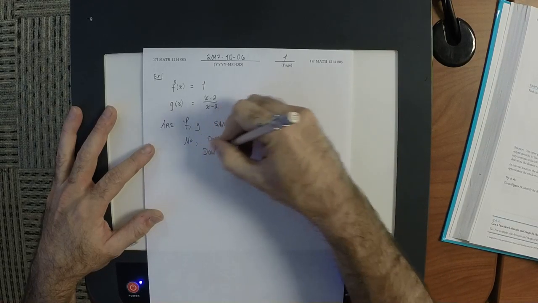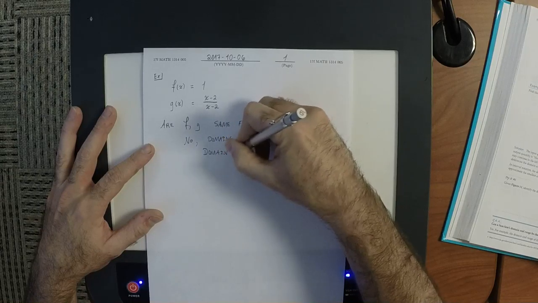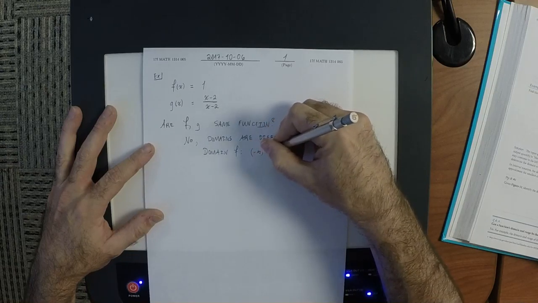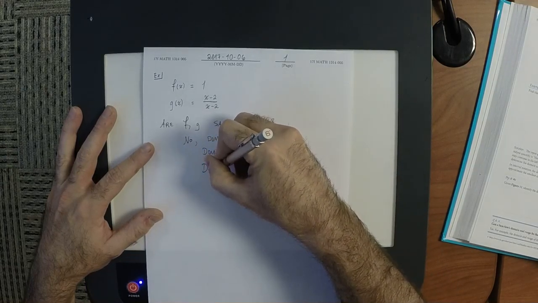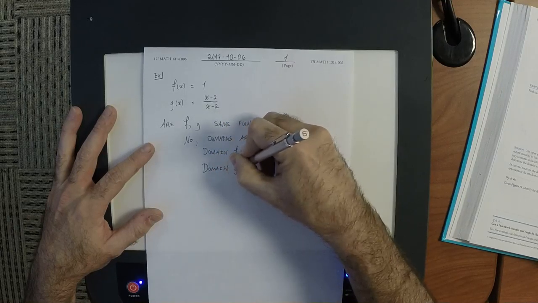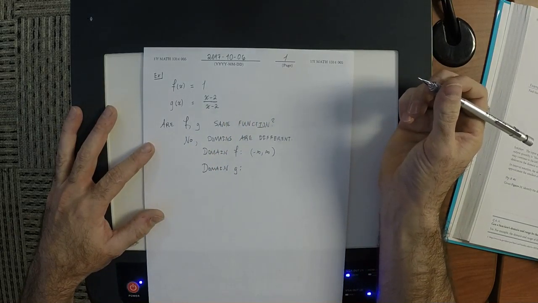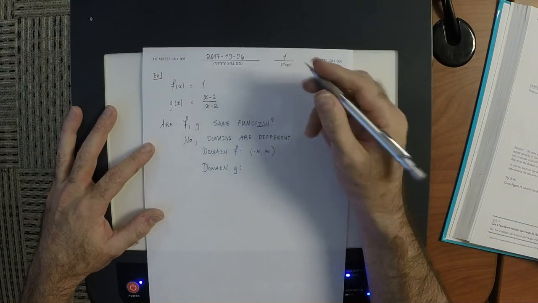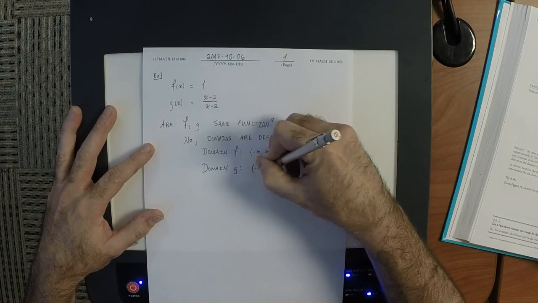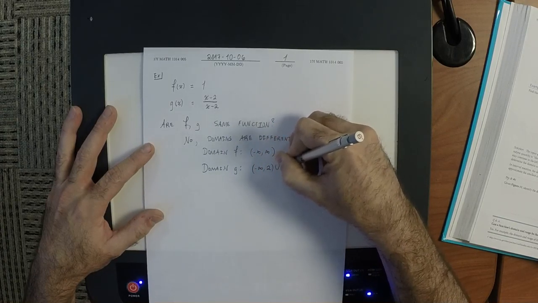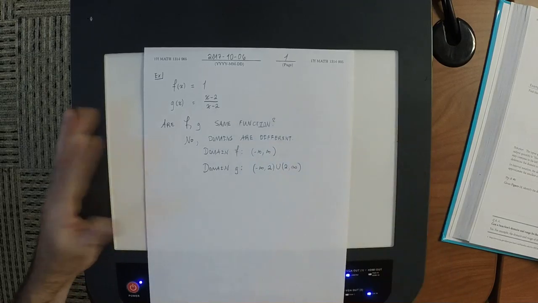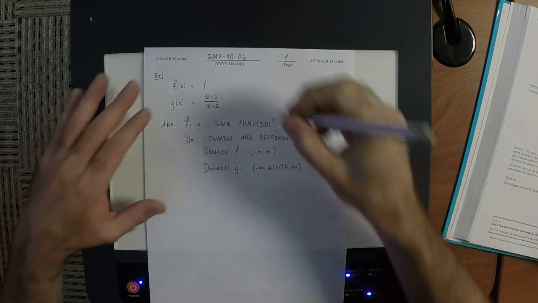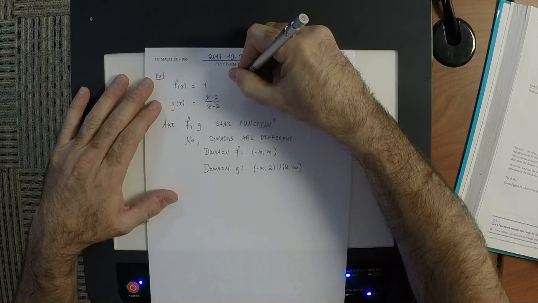Specifically, what's the domain of f? All reals. And then what's the domain of g? Except for 2, right? 2 is the one that causes a problem. So this would be negative infinity to 2, union 2 to infinity.